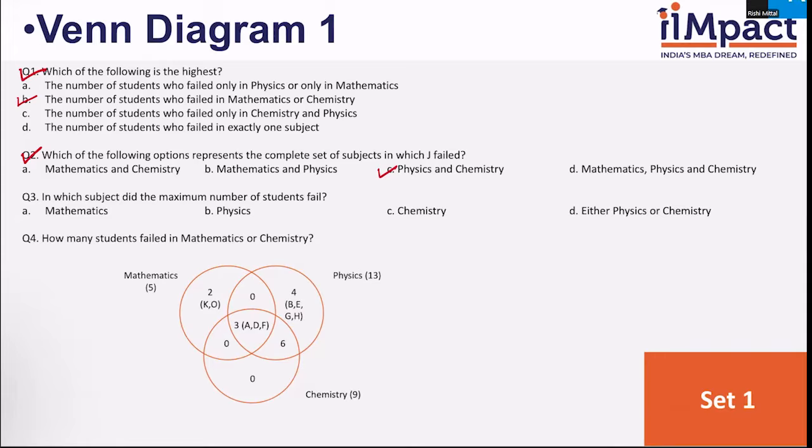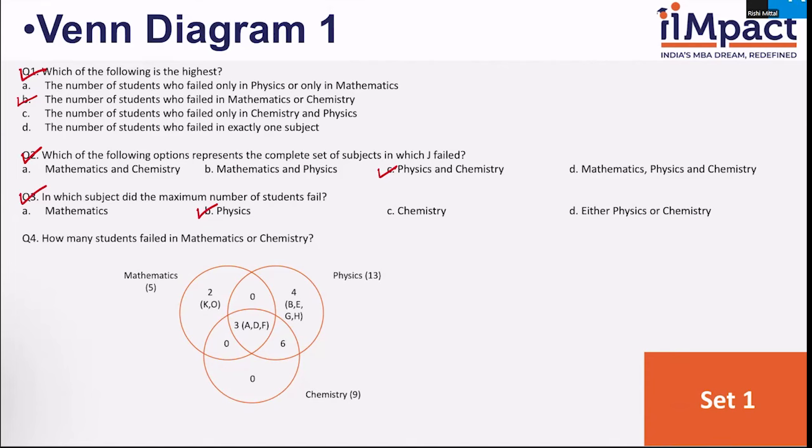In which subject did the maximum number of students fail? So we've already figured that out. Physics, 13 students failed. So that is also very clear. So guys, if you see, these options and questions also give you a hint that a negative Venn would be better. Because all the options are failed, questions are related to students who are failing. So always keep this in mind. You don't always have to go with a positive Venn. You can go with a negative Venn.